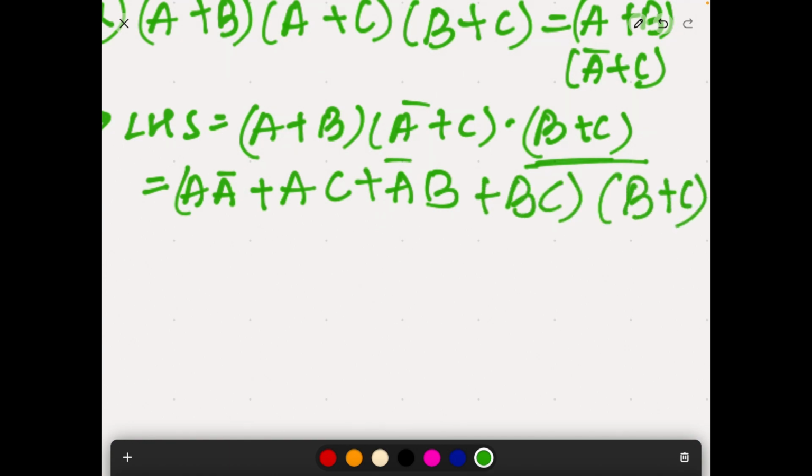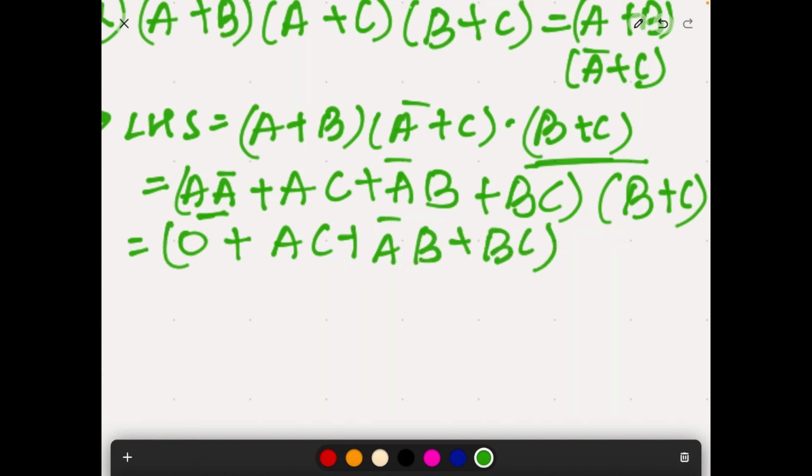Now I try to make pairs. So B is visible, C is visible, A is visible, A bar is also visible. So now we see this is going to give us a 0, because A and A complement give 0, plus that you have got AC plus A bar B plus BC. This is a bigger problem. So as many steps as you can write, you write. Do not try to skip them, because that increases confusion later.